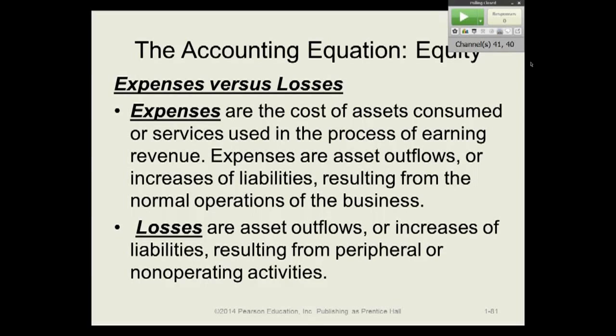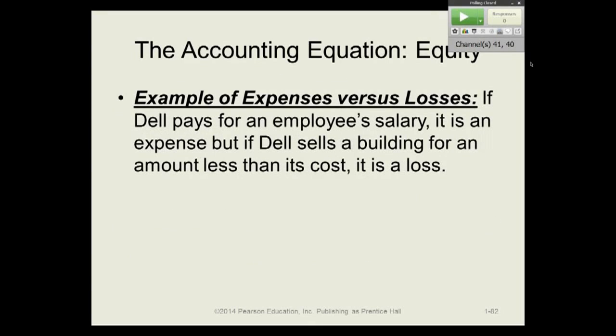So again, using Dell Computer, if Dell pays an employee salary, that's part of normal business operations. If they sell a building for less than they paid for it, they've got a loss. So just like if you bought a car for $10,000, you sell it for $6,000, you got a loss of $4,000. If you sell something for under the cost of the amount you paid, you've got a loss. So again, the expenses are normal operations and losses are outside of normal operations.